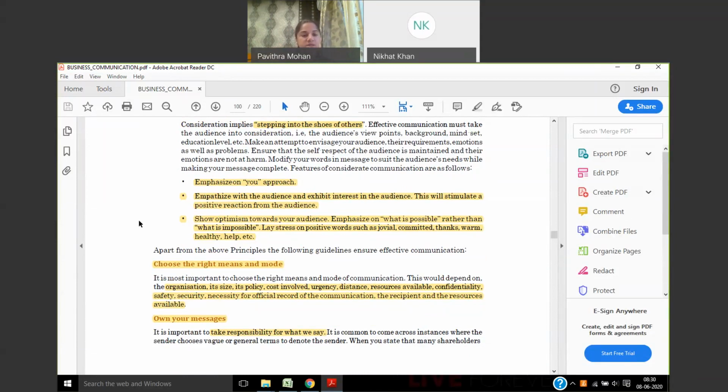Then after this, show optimism towards your audience. Emphasize what is possible rather than what is impossible. Lay stress on positive words such as jovial, committed, thanks, warm, healthy, help. It becomes easier for you when you are being a polite speaker and addressing whatever doubts they have in a possible way, rather than creating an impossible barrier. Don't do that, then it becomes easier for you. So always keep this warmth and courtesy when you're giving an expression.